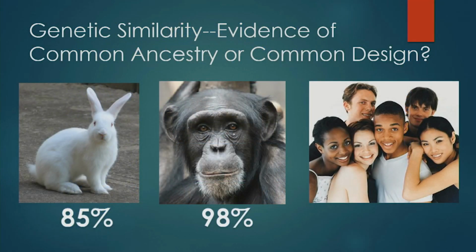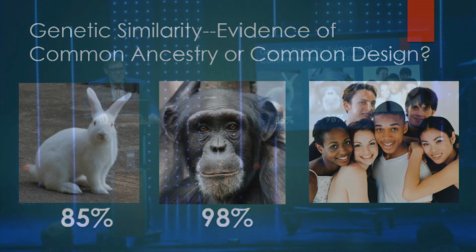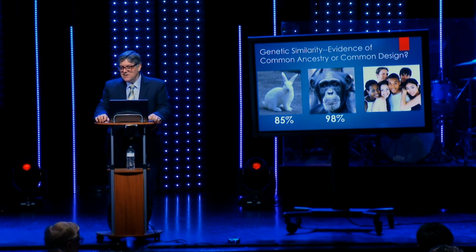Now, the evolutionists will point to genetic similarity as proof. So they'll say that the DNA of a rabbit is 85% the same as a man. But then the DNA of an ape or a monkey is 98% the same. And so they look at this trajectory and they say, gee, you know, that must be proof of evolution. But you see, I see it as the complete opposite.